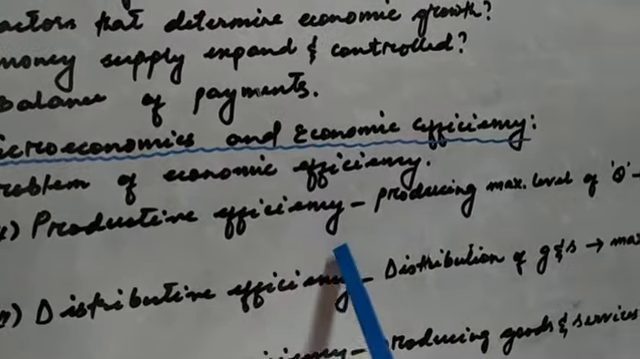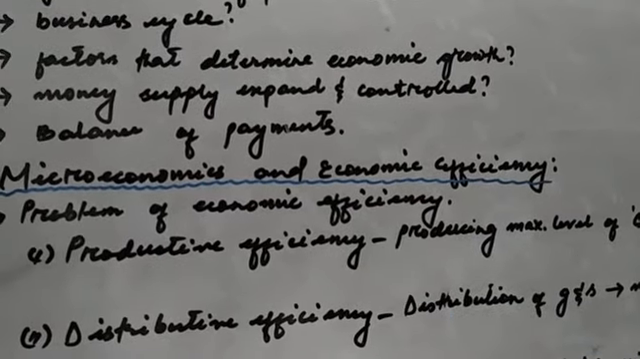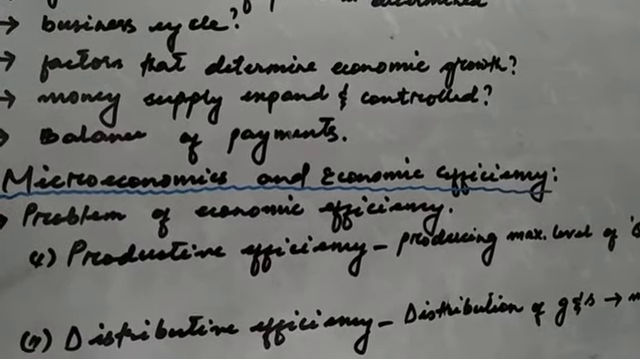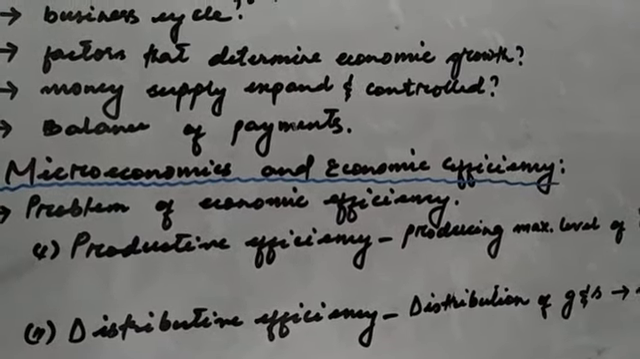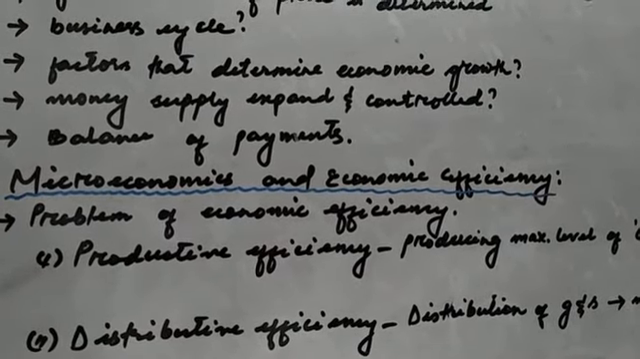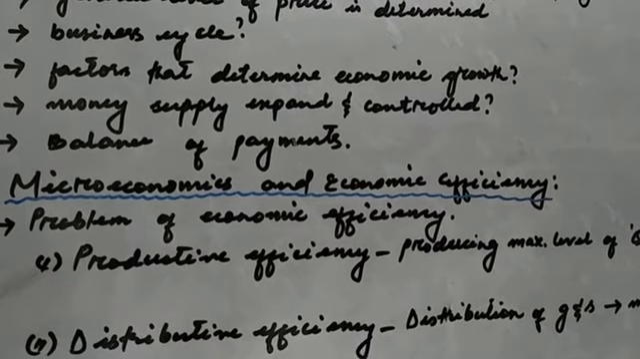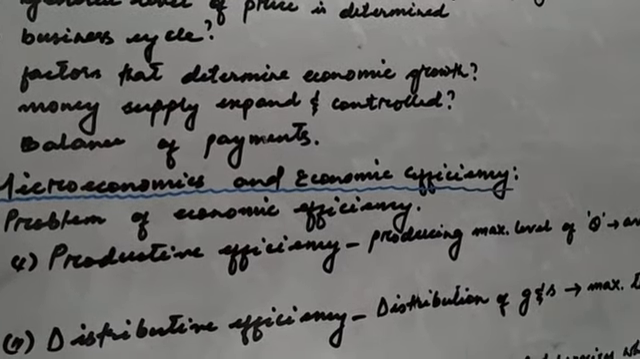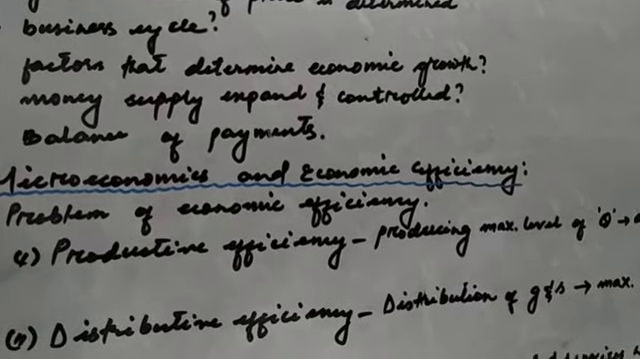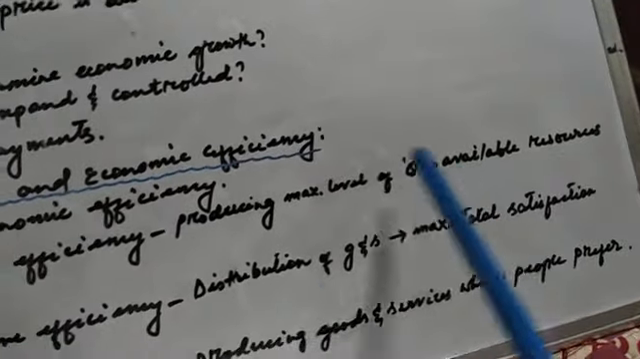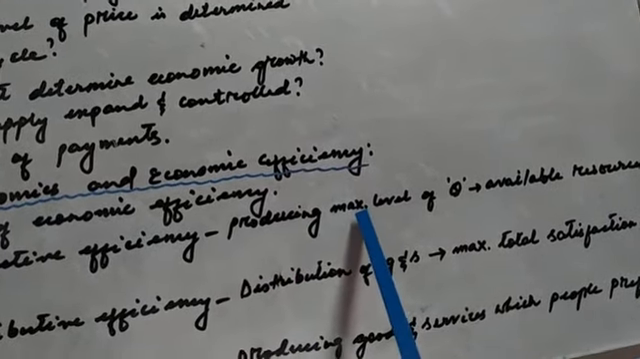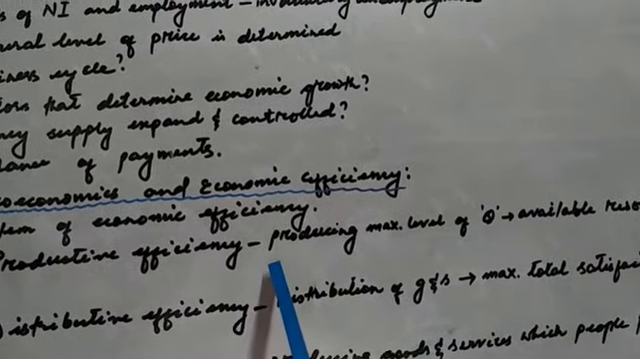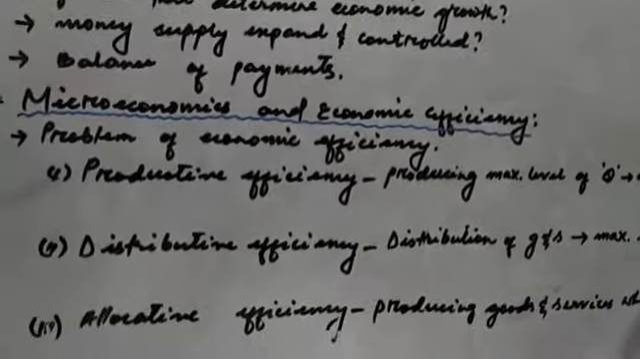In productive efficiency, we will study how much we have to produce, or rather we can say it involves producing the maximum possible output of goods from the given available resources. So how to produce at a maximum level of output with the available resources. Productive efficiency involves producing the maximum level of output with the available resources. So that is all about productive efficiency.